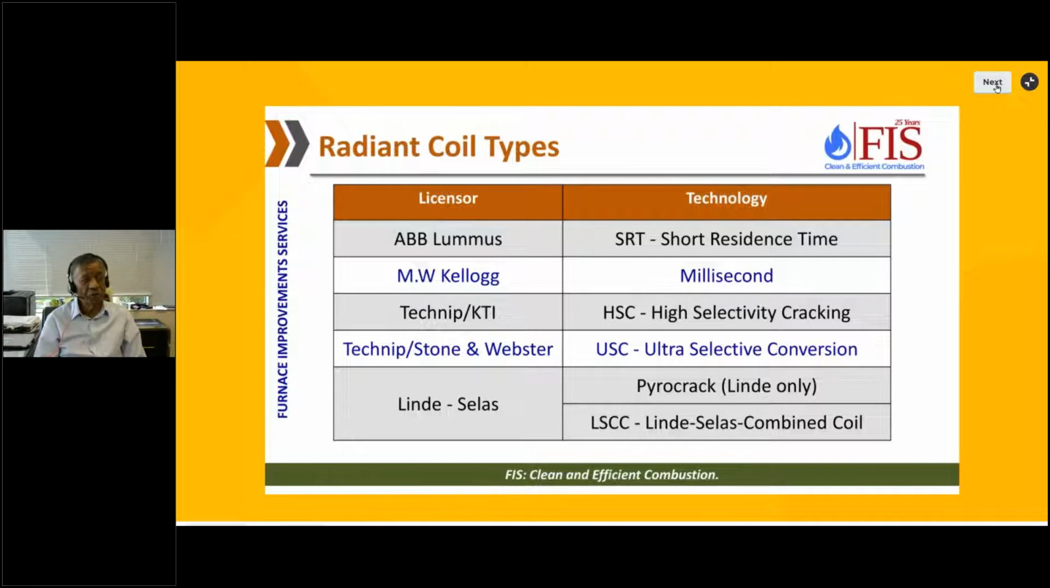But they have had these short residence time SRT furnaces for the last 50 years. Kellogg developed millisecond furnaces. I think they have licensed it to Exxon now, and UOP also. And then Technip bought KTI, and later they bought Stone and Webster. So they have two types of designs, HSC and USC. That's basically the two types. And then Linde has Pyrocrack and Linde Celas combined. So you only have a choice of about 5 licensors, and they cover the whole ethylene industry in the world.